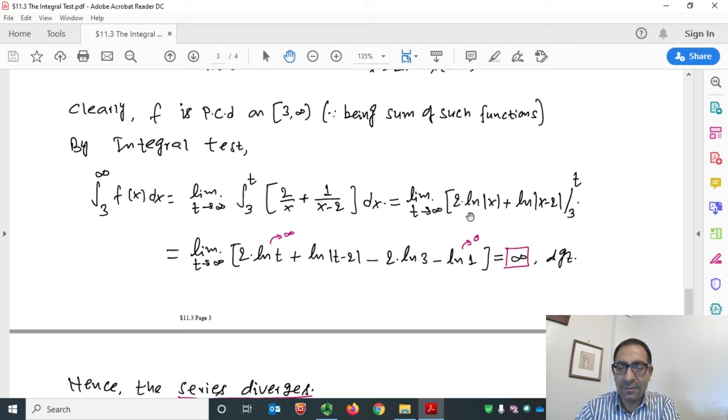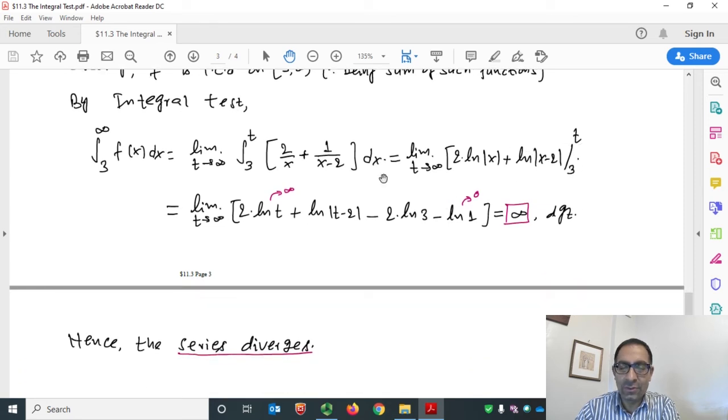Then next step, let's take the integral. So copy the limit as it is. This is 2 times natural log of x plus ln of x minus 2 from 3 to t. Put x equals t, put x equals 3 and simplify, and we know ln, and put limit t tends to infinity. The first term goes to infinity, that means everything goes to infinity. That means the improper integral diverges, hence the given series diverges.